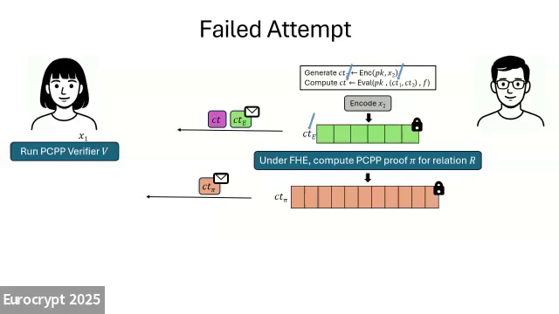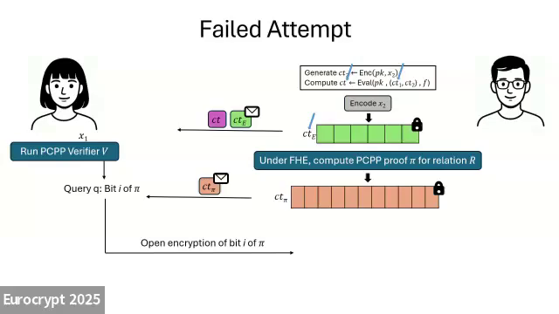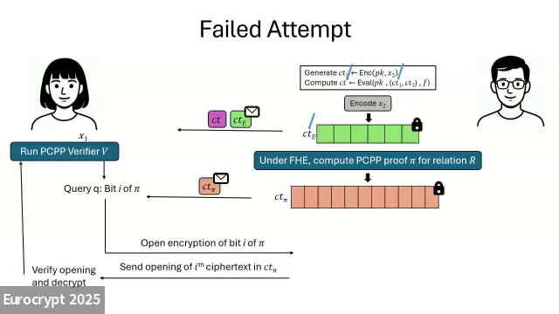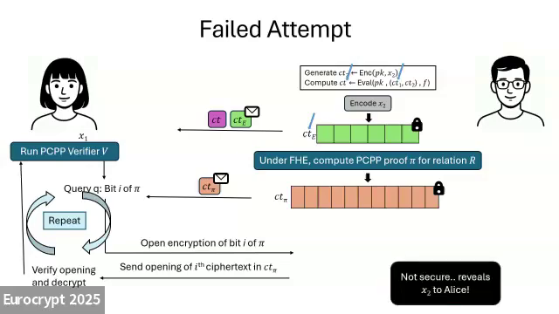Alice then runs the PCPP verifier at its end. And input queries can easily be handled because it has its own ciphertext, and it has received the ciphertext of the encoding of Bob's input and the ciphertext of the output. And in order to handle queries for the proof, it will simply request Bob to open the ciphertext at location i of the proof pi that the PCPP verifier had requested. And it's going to first decrypt and verify that it opens correctly. And it repeats this process for all bits i that the PCPP verifier had requested.